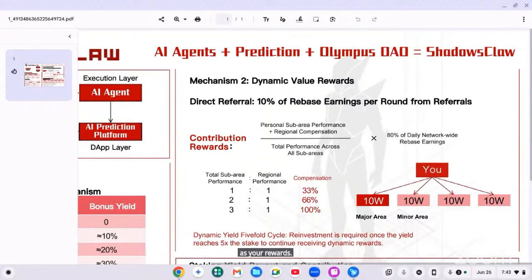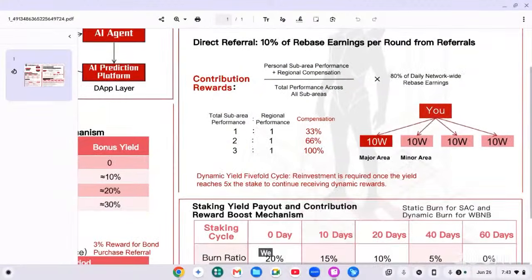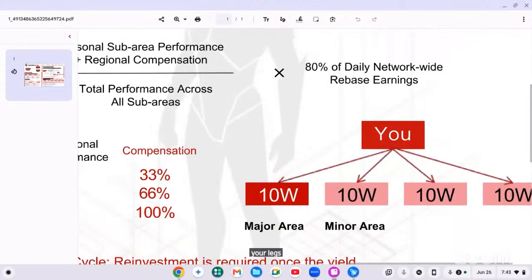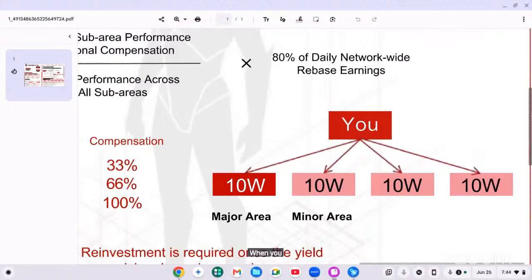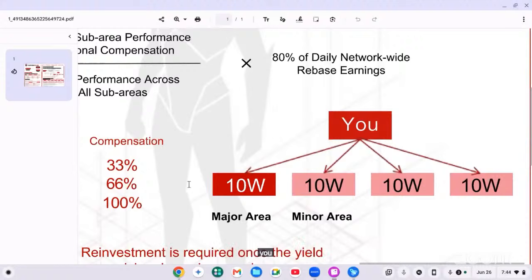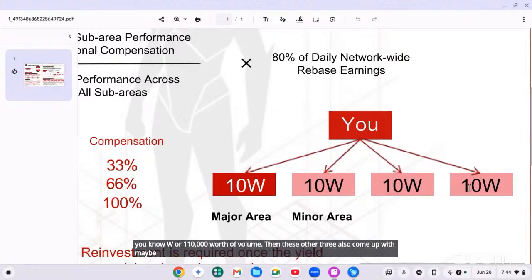Let me be more practical. Now, we have what we call your legs. Let's say this is you. When you chance on this, you shared your referral link to a few friends, and then 4 of your friends decided that, okay, fine, we want to come in. And then these 4, the first guy came in with a team. Let's say he even built 110,000 worth of team volume. Then these other 3 also come up with maybe 100,000 each. I'm just using that as a figure. You realize that this leg will be termed as your major leg. This will be your major leg.